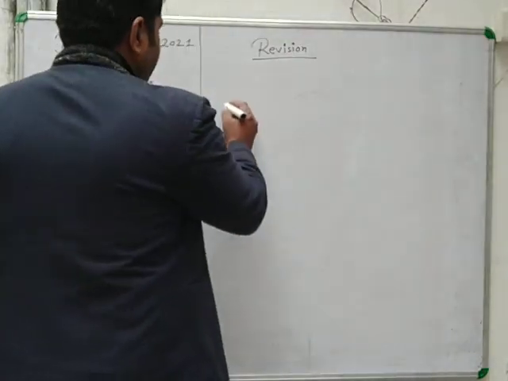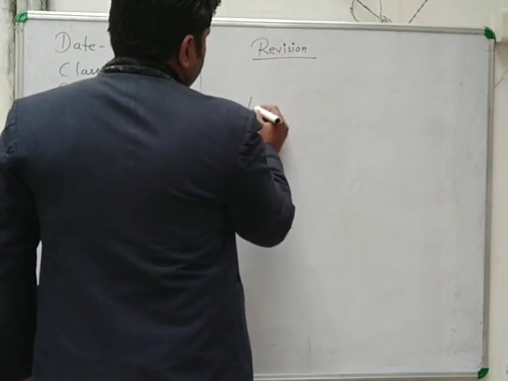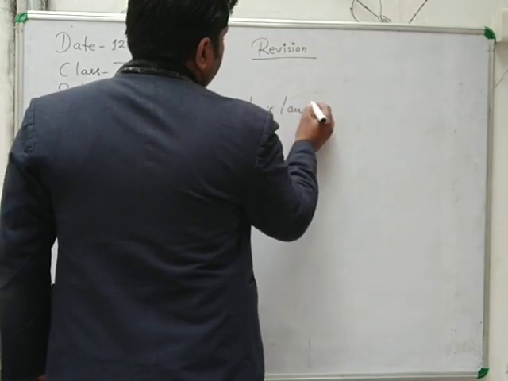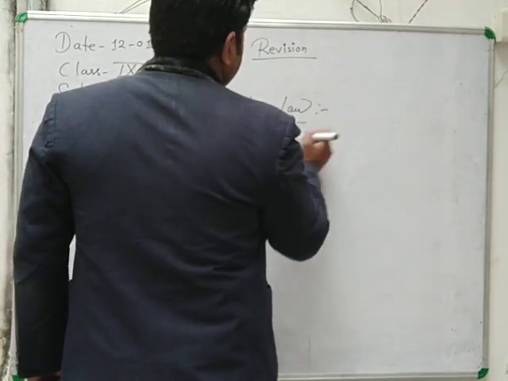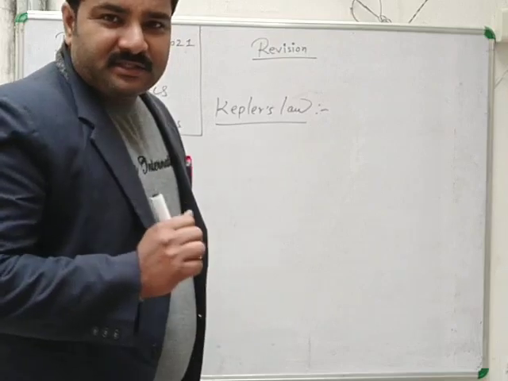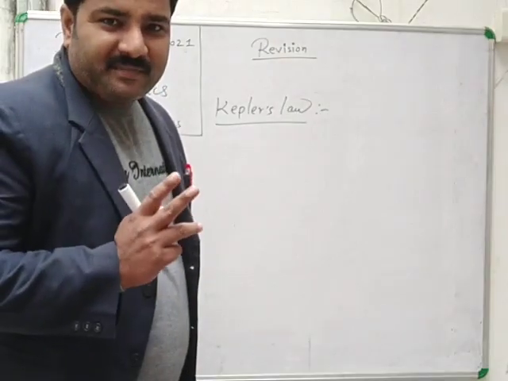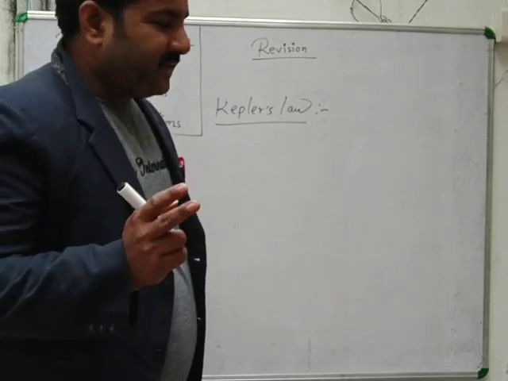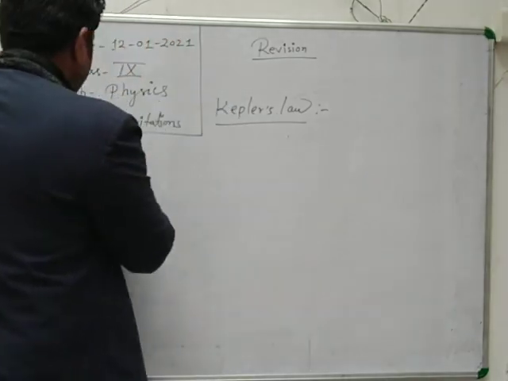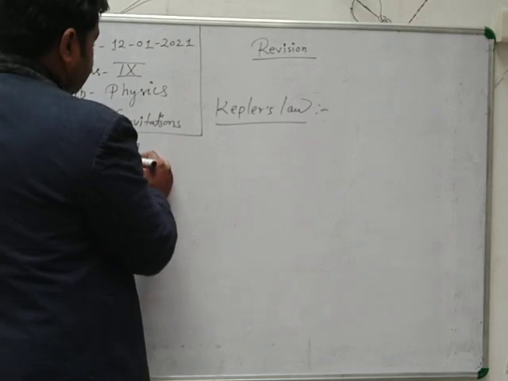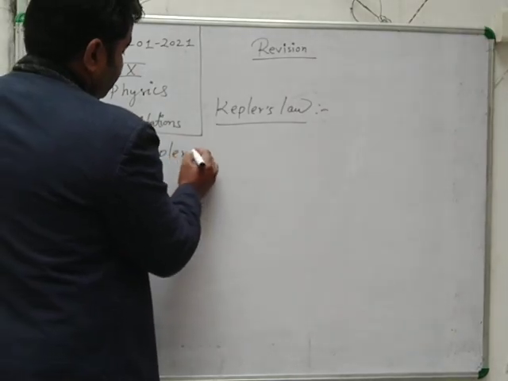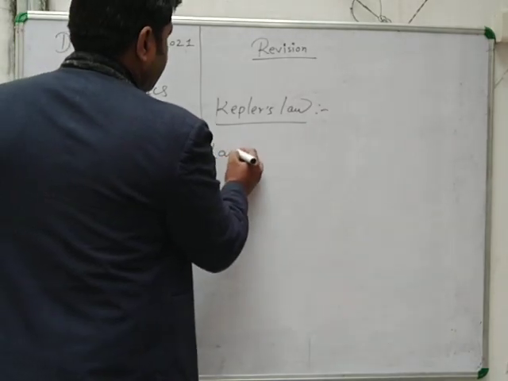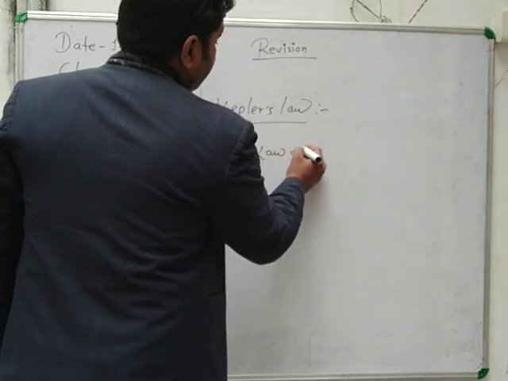Number first, Kepler's law. Kepler's law here consists of three parts: first Kepler's law, second Kepler's law and third Kepler's law. The first Kepler's law, that is very easy, is the law of orbit.